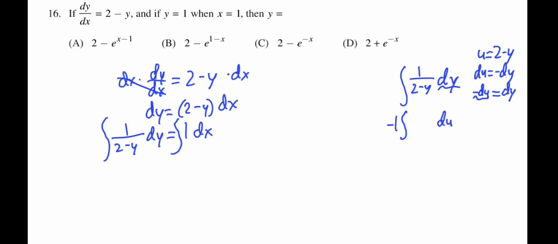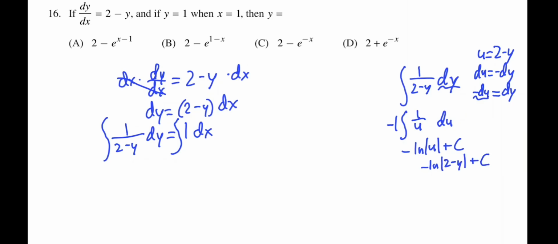And then 1 over 2 minus y just becomes a 1 over u. And that would be a negative of the ln of u. And then we have a plus c. Which if we plug it back in, then that's going to be a negative ln of u, which is 2 minus y. And then we have a plus c.